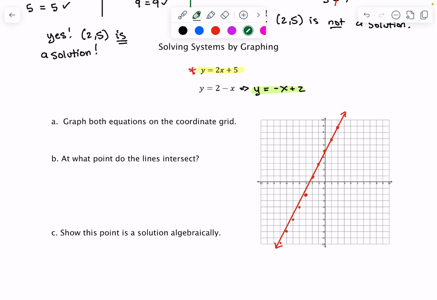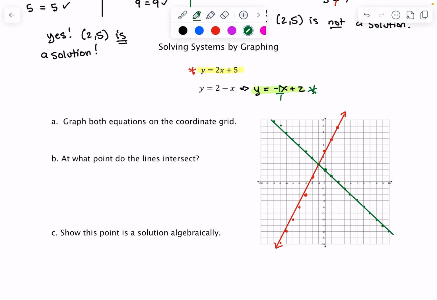My second line I'm going to do in green. I'm going to start at 2. And now my slope is this invisible negative 1 over 1. So I'm going to go down 1 over 1. And notice that the green and the red overlap. And I'm going to fill dots in all the way across, because we want our lines to be really nice and straight in this learning target. So you can see where that point of intersection is.